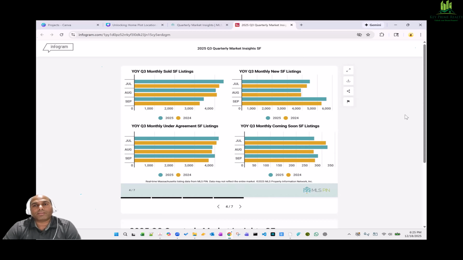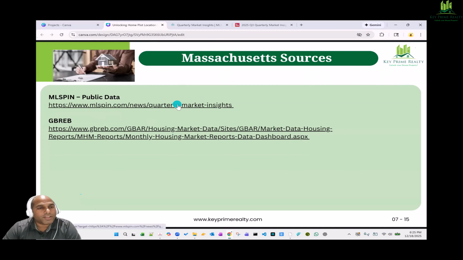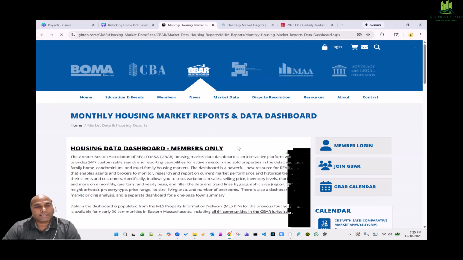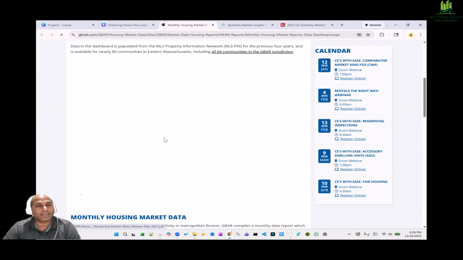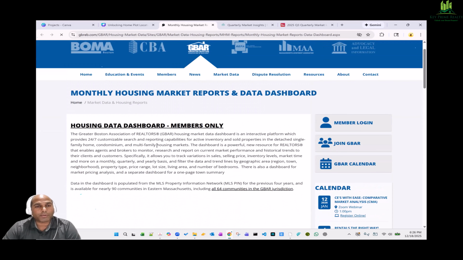Because as you know, real estate is hyper local. So what you see on the national level may not be the case at the local level. So this is our Massachusetts. And then the Greater Boston Real Estate Board, these guys have pretty good data elements. Okay, if you look at GBREB, the same thing that we have seen at the national level data, we do have it at the Greater Boston level.